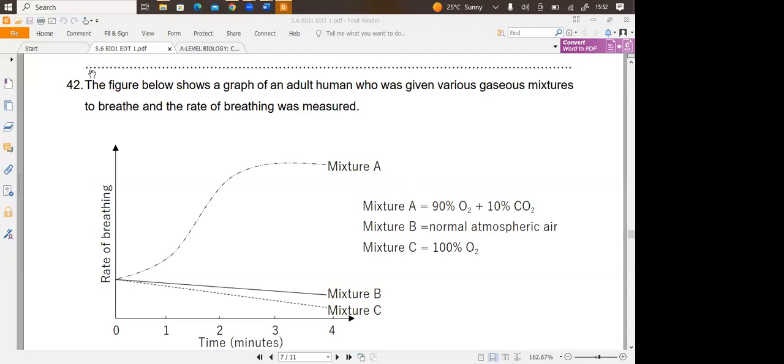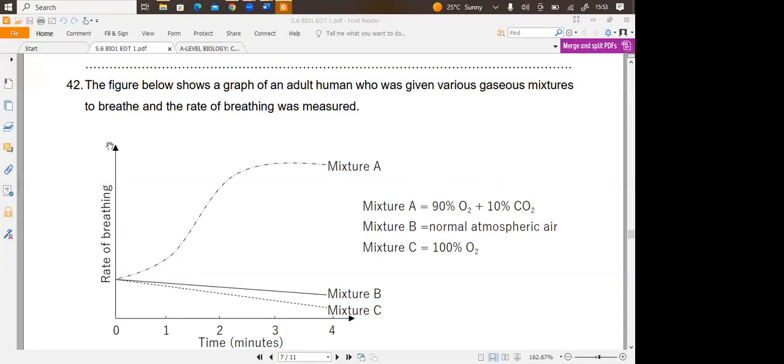At first you said that it is carbon dioxide that stimulates the rate of breathing. And when we look at mixture A, it has much more carbon dioxide compared to mixtures B and C. That's why the rate of breathing goes on reducing. Okay, thank you. Patricia, what do you think? Patricia, you can unmute yourself.